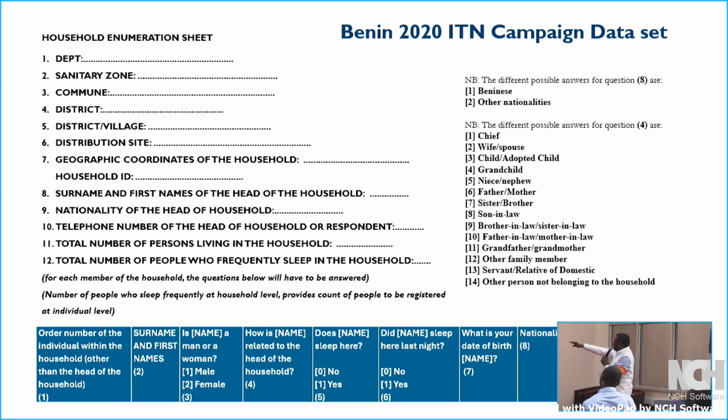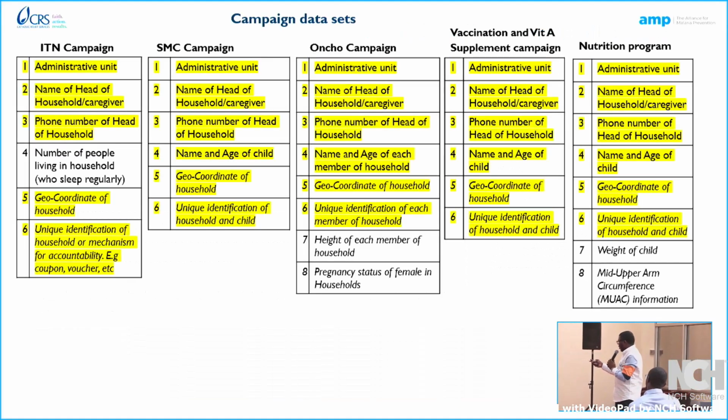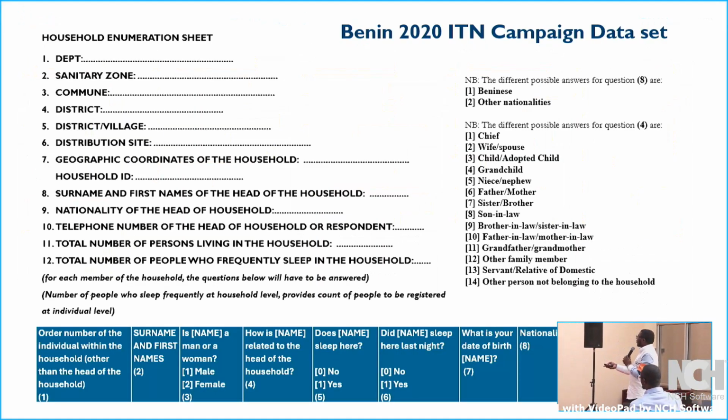Please allow me to spend 2 or 3 minutes to explain to you the details within this data. So from 1 to 6 is the administrative information. Then 7 is the geo coordinate. 8 is the name and the surname of the head of household. 9 is the nationality. 10 is the phone number of the head of the household.